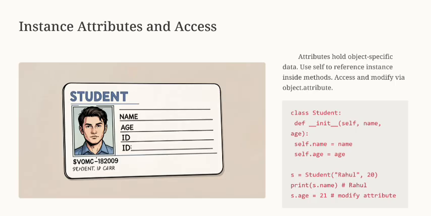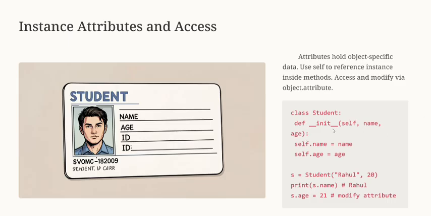Okay, so instance attributes and access. Attributes are variables that belong to an object. They store object specific information. For example, you can see here, this is the example. Here name and age are attributes.